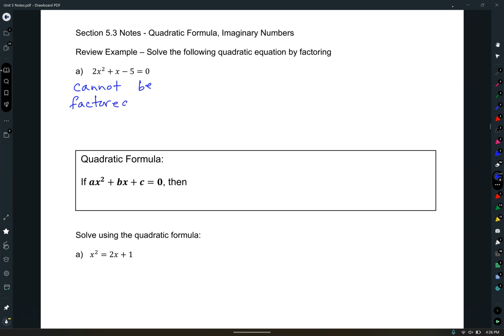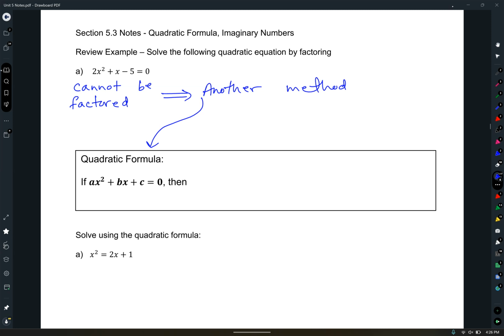Well, if it cannot be factored, that means it cannot be solved by factoring. So does that mean there's no solution? No. That means if it cannot be factored, you need another method to solve. Another method. Okay? And that other method is called the quadratic formula.